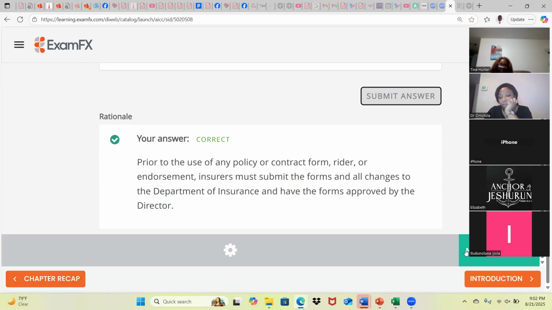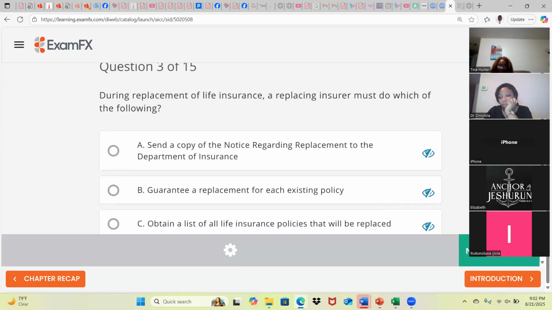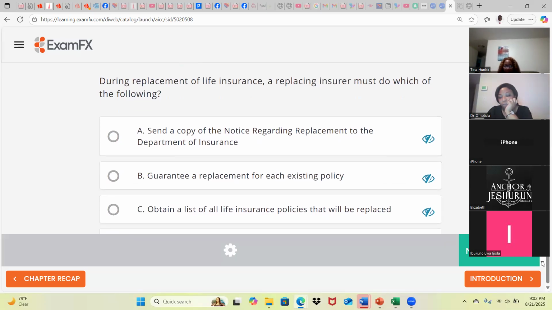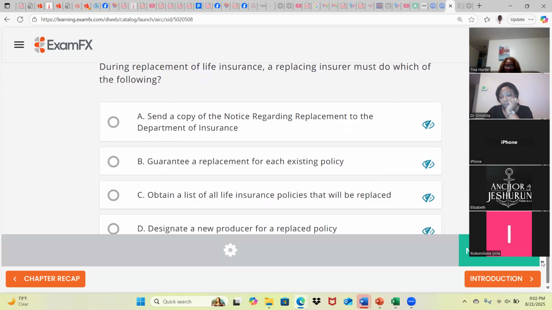All right. Next question. Ms. Ebukon Noloa, can you read this for us? Yes. During replacement of life insurance, a replacing insurer must do which of the following? A, send a copy of the notice regarding replacement to the Department of Insurance. B, guarantee a replacement for each existing policy. C, obtain a list of all life insurance policies that will be replaced. And D, designate a new producer for a replaced policy.